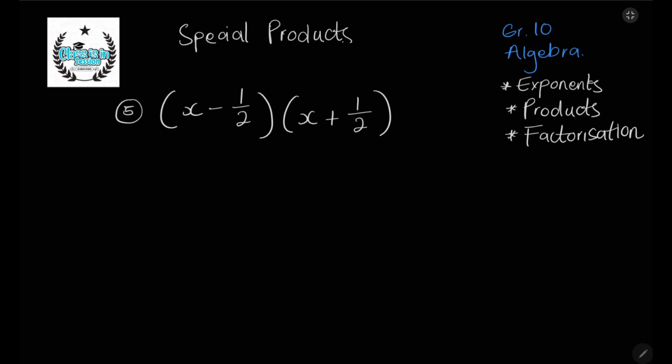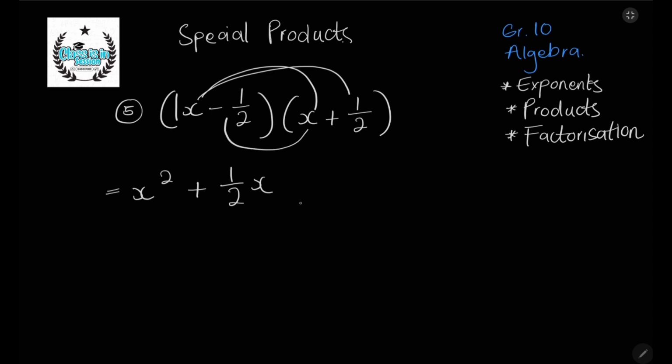For the fifth example, let's do special products that have a fraction. x minus 1 over 2 times x plus 1 over 2. We'll say x times x, this gives us x squared. Then x times 1 over 2, this is basically 1, right? So we'll say 1 times 1 over 2, which is 1 over 2x. Then negative 1 over 2 times x should give us a negative 1 over 2x. Then negative 1 over 2 times positive 1 over 2 should give us a negative 1 over 4.